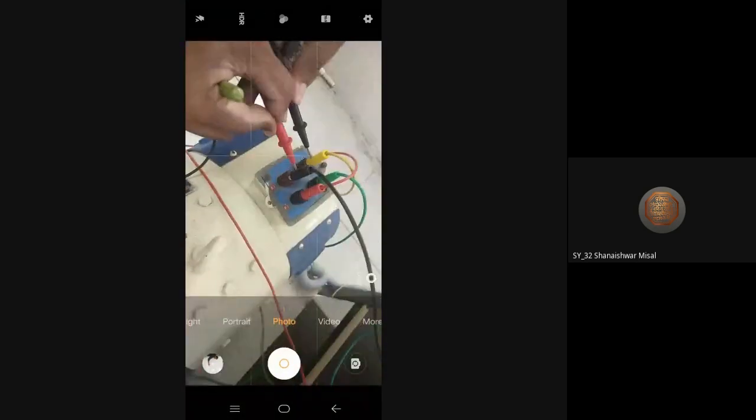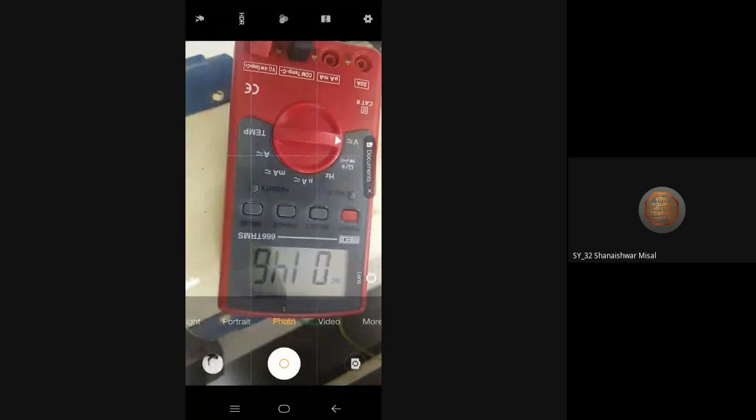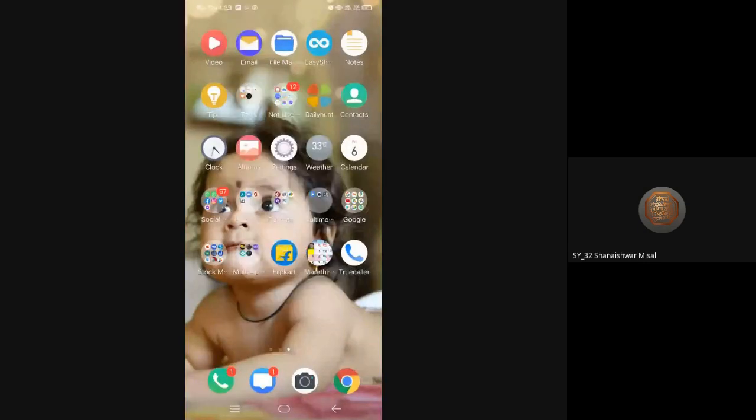Now I will take one more reading. Here you can see the voltage is 147, 146. For that one we will measure the speed. The speed is around 1100 only. So 146 will be my voltage and 1100 is my speed. Now I will reduce it to zero.